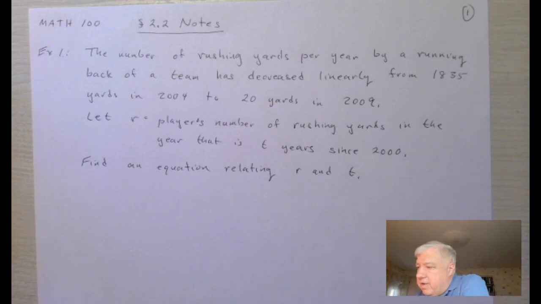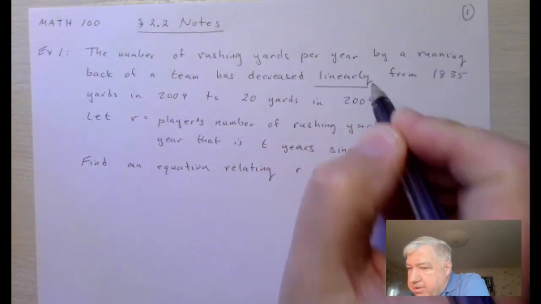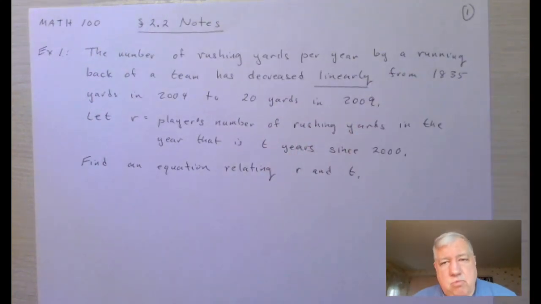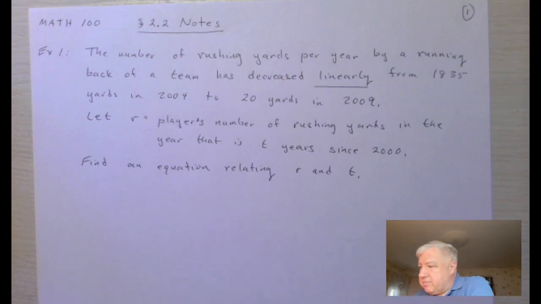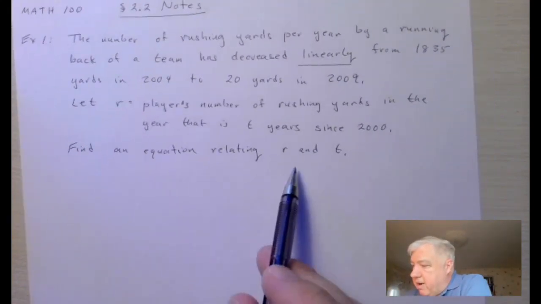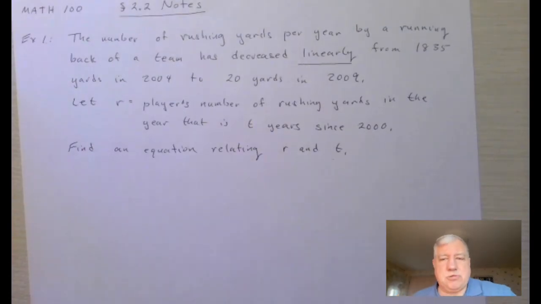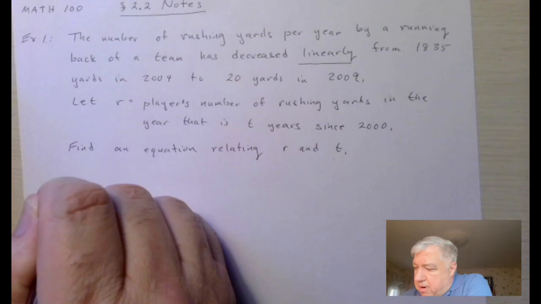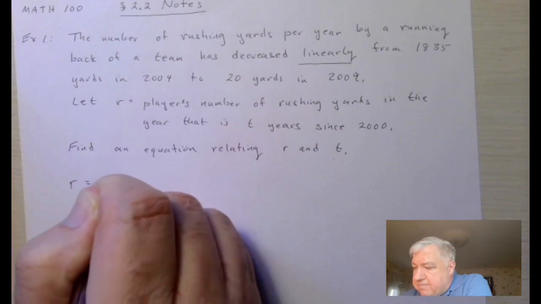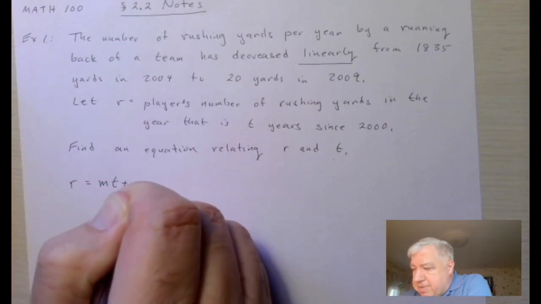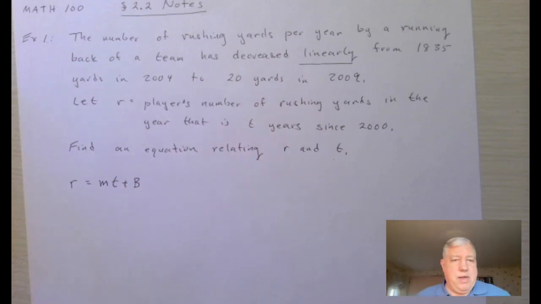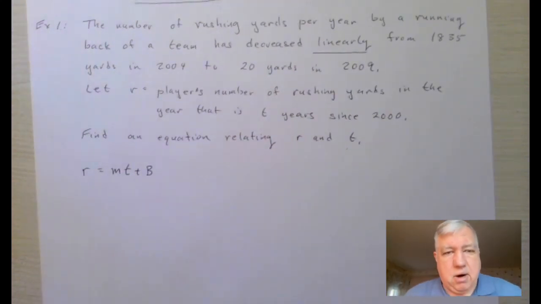Now the key word here is decreased linearly. That means the equation is going to be a linear equation. We're letting T represent time, so time is almost always the independent variable. That means R is going to be a linear function of T, so R is going to be in the form of MT plus B. And we have to find what M and B are.